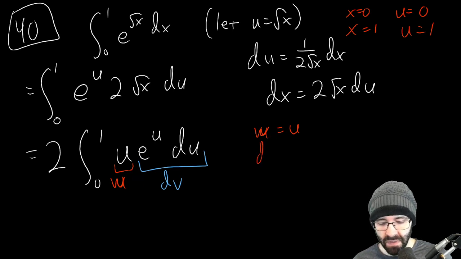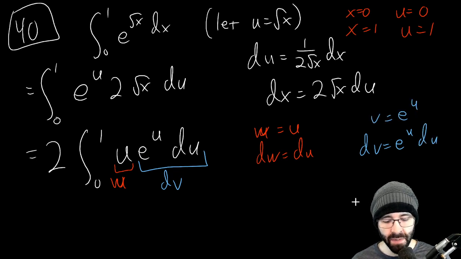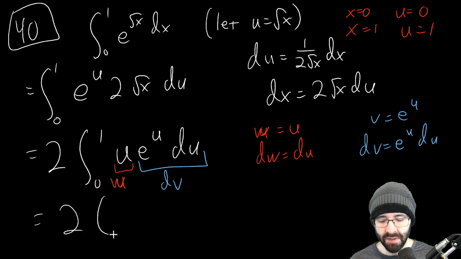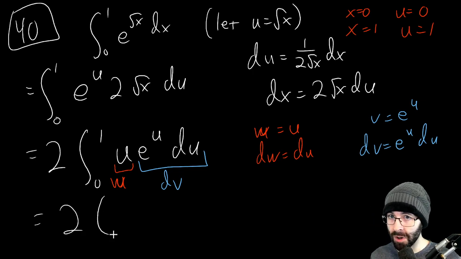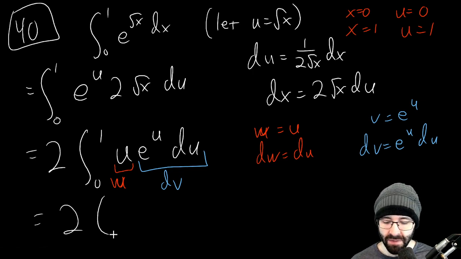w is u, dw is du. dv is e to the u du, so v is just its antiderivative, e to the u. Remember, the whole integral is integration by parts, so the whole integral gets that 2 in front.